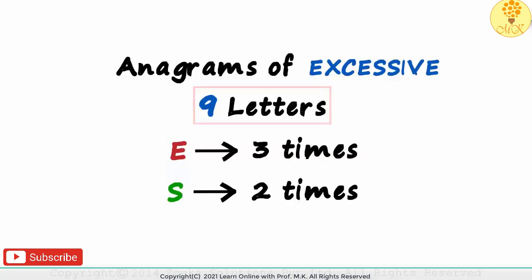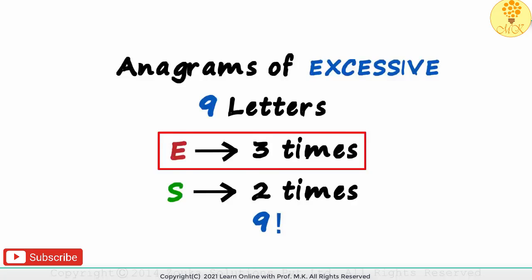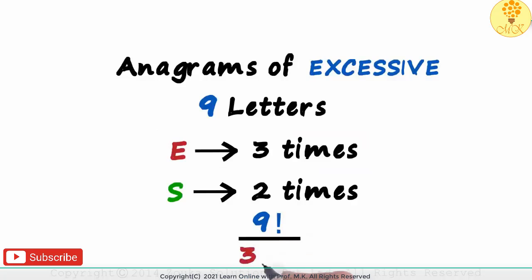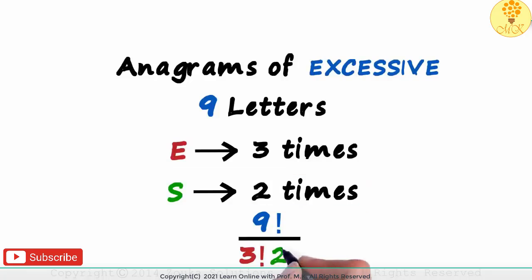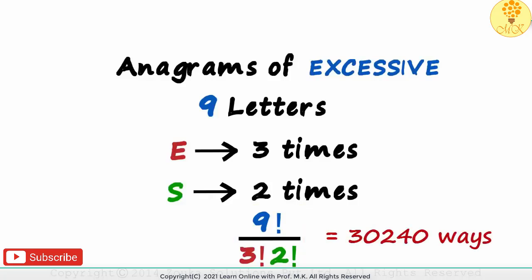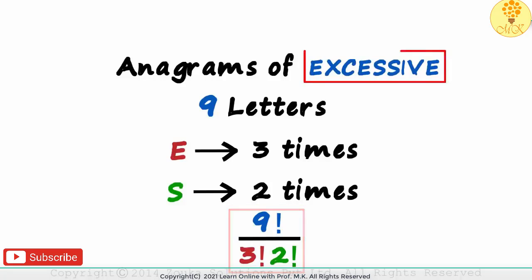9 letters, so all possibilities assuming all letters are distinct would be 9 factorial. The letter E appears 3 times, so we divide this by 3 factorial. And as S appears twice, we divide it by 2 factorial. This is our answer. If you solve it, you will get 30,240 as the number. But you wouldn't really need to. The answer choices you would have in your exams would most probably be in the factorial form. So we can have these many anagrams of the word excessive.